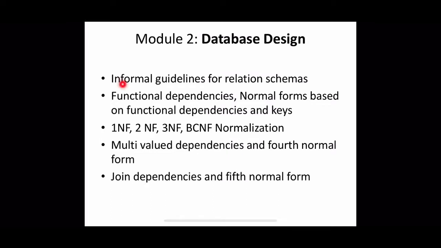First we will have informal guidelines for relation schemas. Then we have different functional dependencies and normal forms like 1NF, 2NF, 3NF and BCNF. Then we will go through different normalization techniques, and then we will go through fourth normal form and fifth normal form by learning multi-valued and join dependencies.